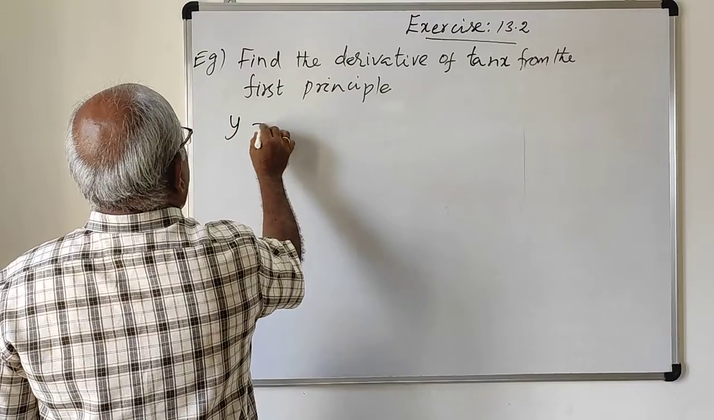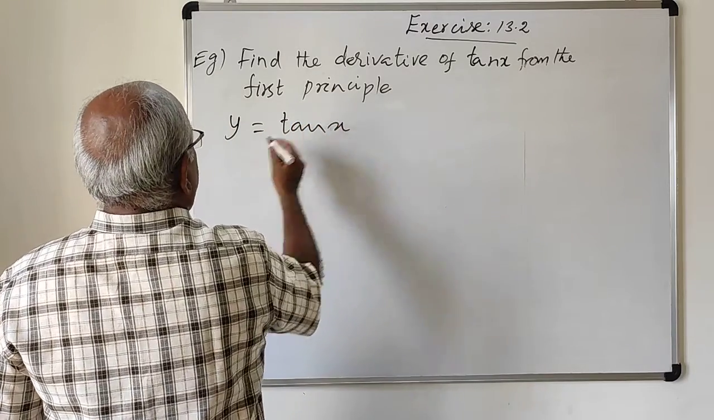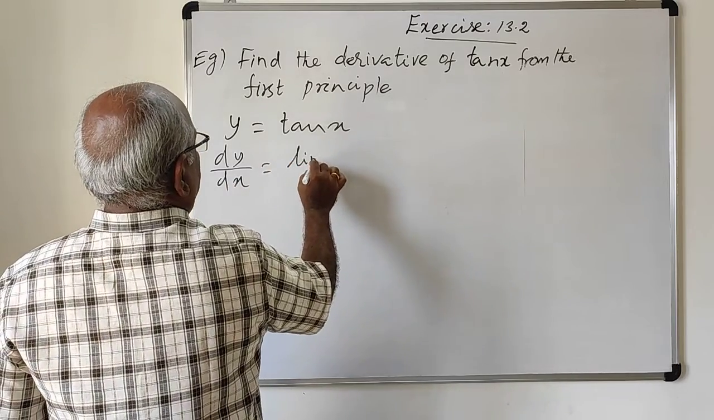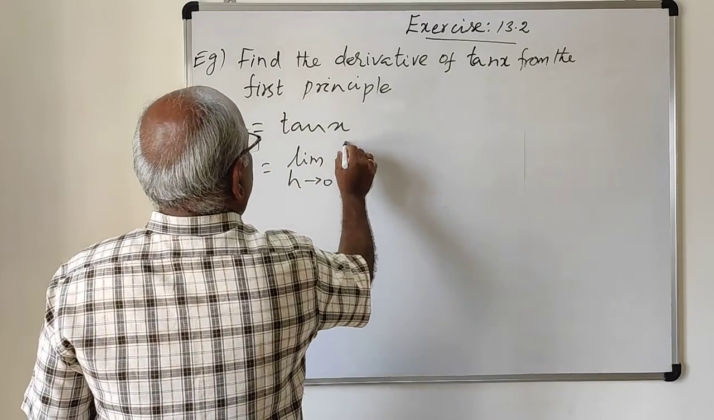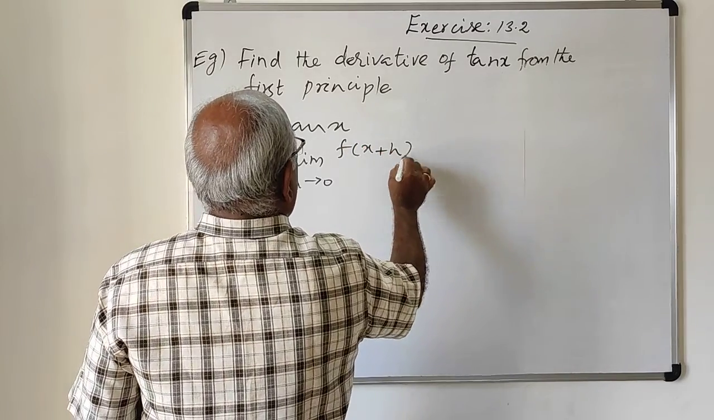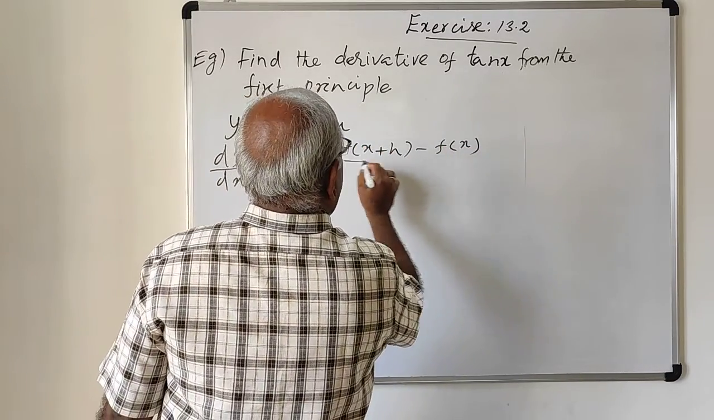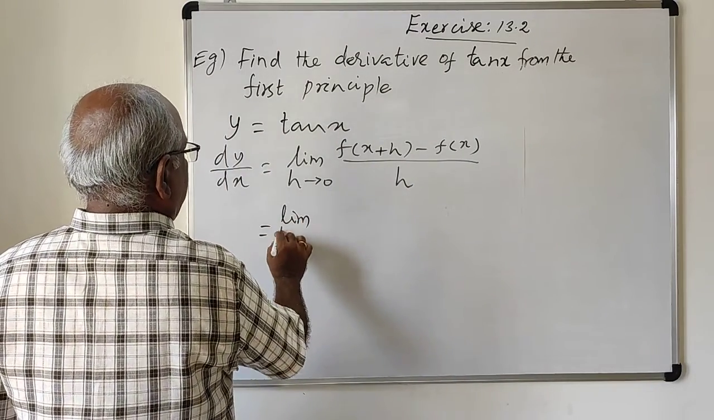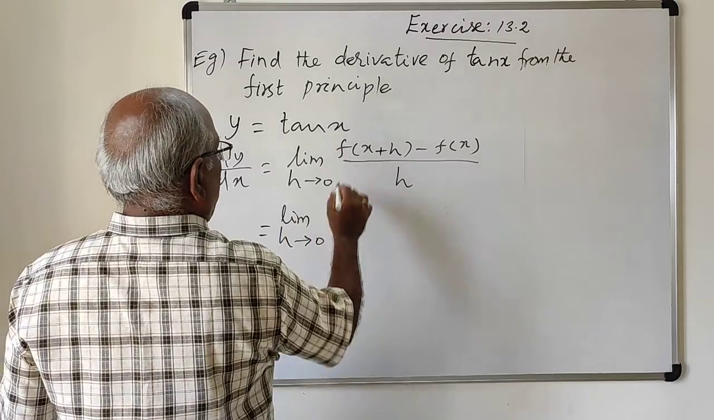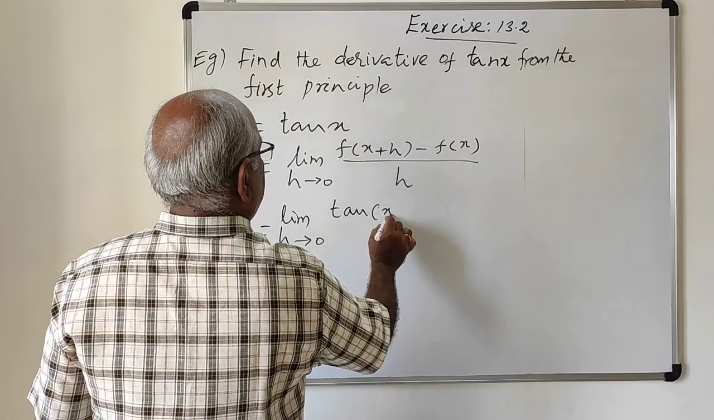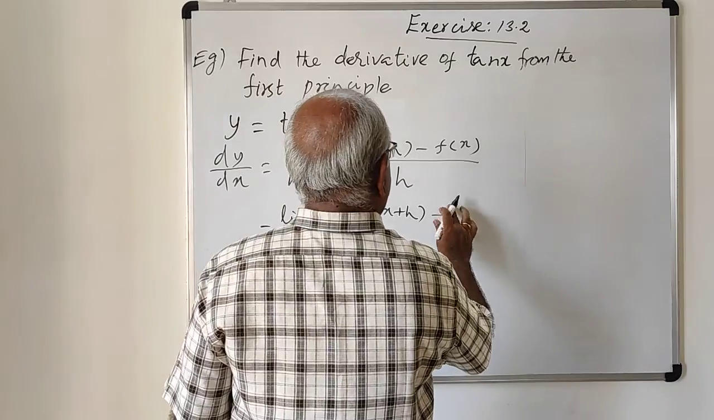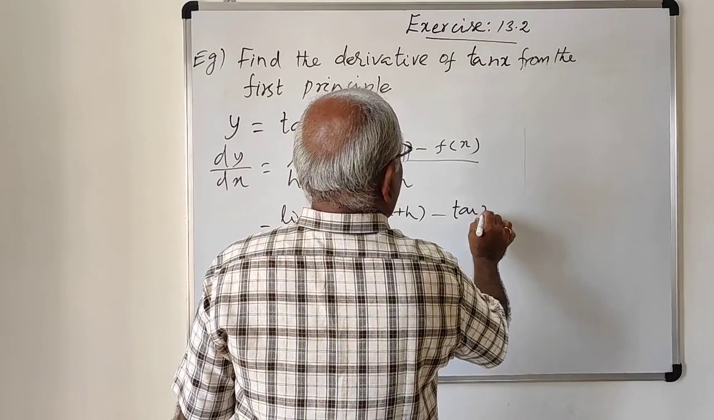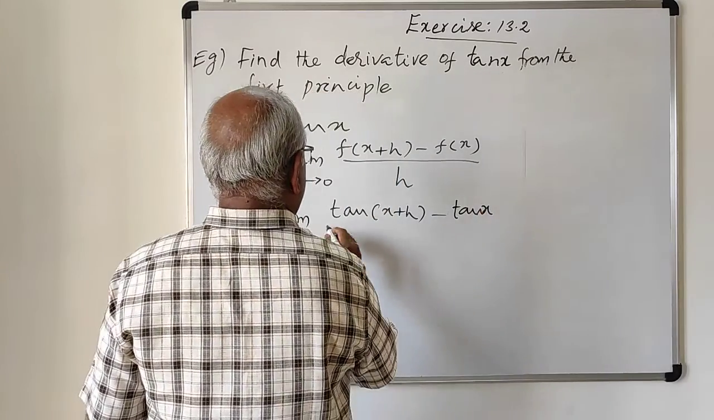Consider y or f of x is tan x. f dash of x is nothing but dy by dx. By the definition, it is limit h tends to 0 of f of x plus h minus f of x by h. This is equal to limit h tends to 0, tan of x plus h minus tan x, divided by h.